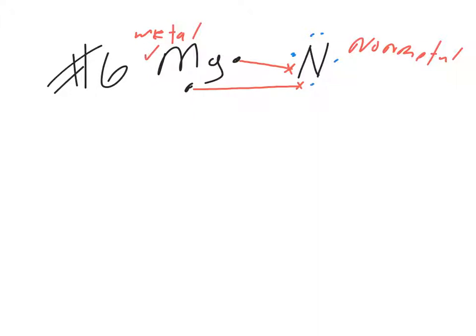Are we done? Nope, because we still have an empty space on this side, right? So what do we need? Yep, very good. You need another magnesium. And so I'm going to have another 2 valence electrons. This one's going to go to this empty space. And so now is nitrogen happy? Yes, it's 8 valence electrons, right? Okay, but is magnesium happy? No. So I have to add another nitrogen. Very good.